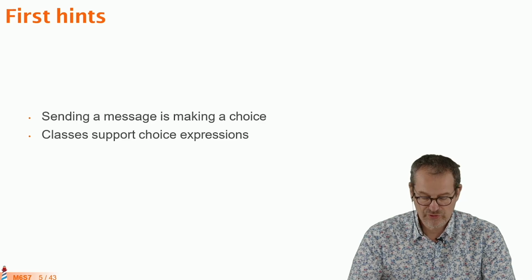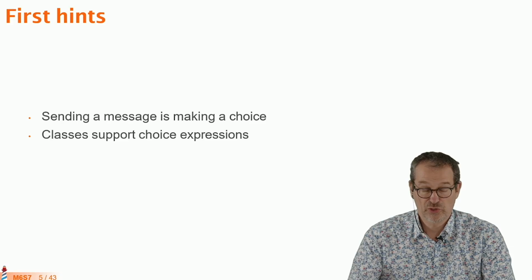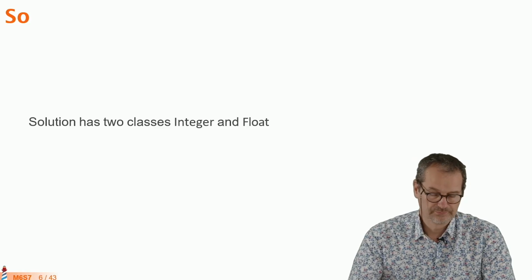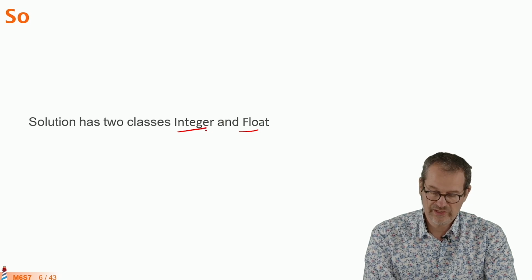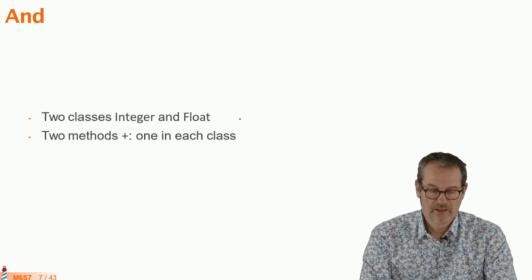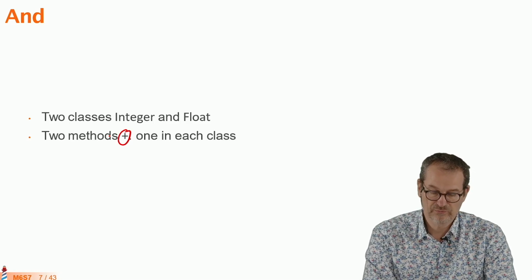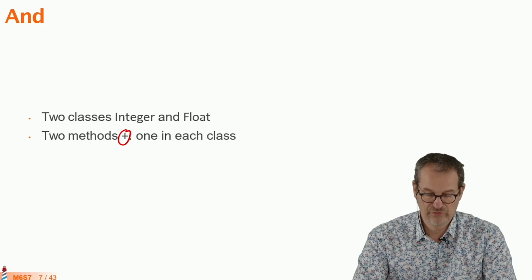You saw in the first lecture that sending a message is making a choice and that classes support choice expressions. So it means that we will have two classes, integer and float. Nothing really new here. And by the way, in the second part of the lecture, we will add fractions, so we will have integer, float, and fraction. What it means is that if we have two classes, then we will have at least two methods plus, and we will have a third one in fraction in the future.